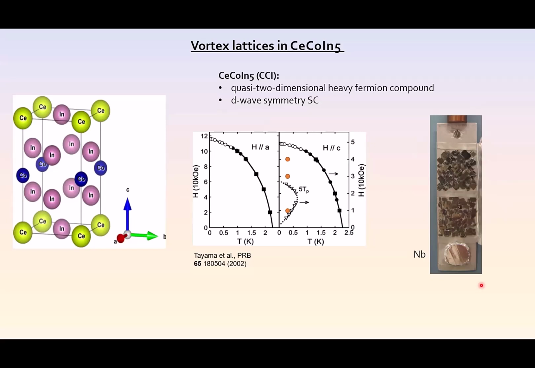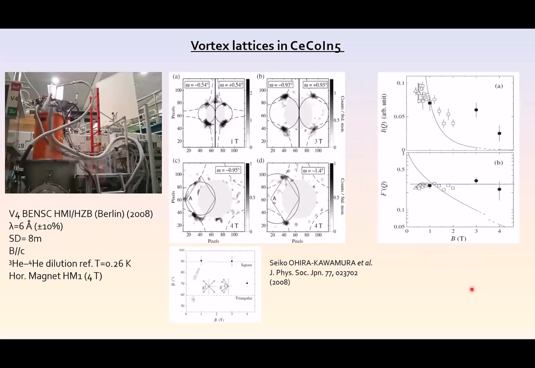So in this experiment we use the V4 instrument, a small angle instrument in Berlin with a sample detector distance of 8 meters, and the magnetic field was parallel to the C axis.